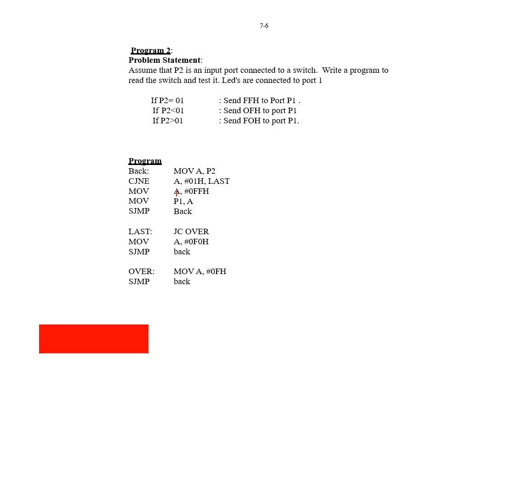Now suppose P2 is less than 0, 1. Suppose P2 is 0, 0. Then you are comparing A, 0, 0 with 0, 1. So 0, 0 is less than 0, 1. They are not equal, and whenever the data in the A register is less, the carry flag will be 1. So it will go to last, and since the accumulator is less than 0, 1, it will go to over. So you got 0F here.